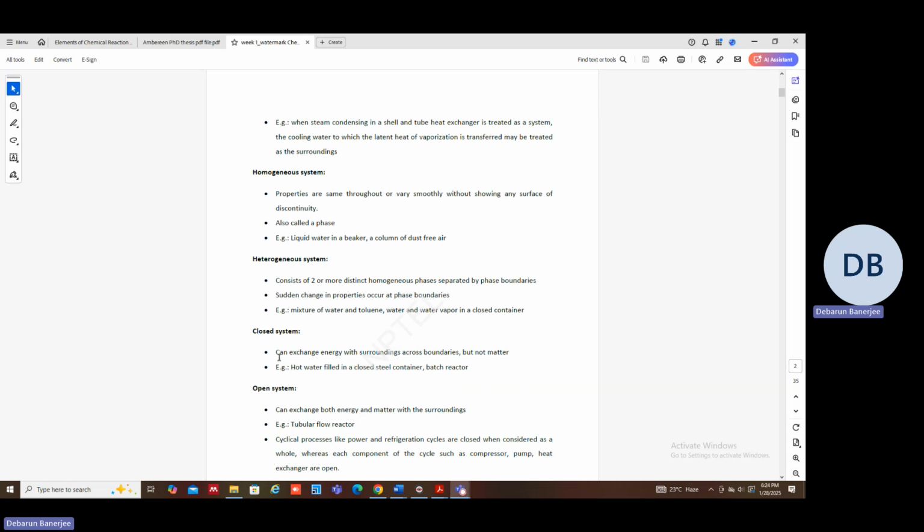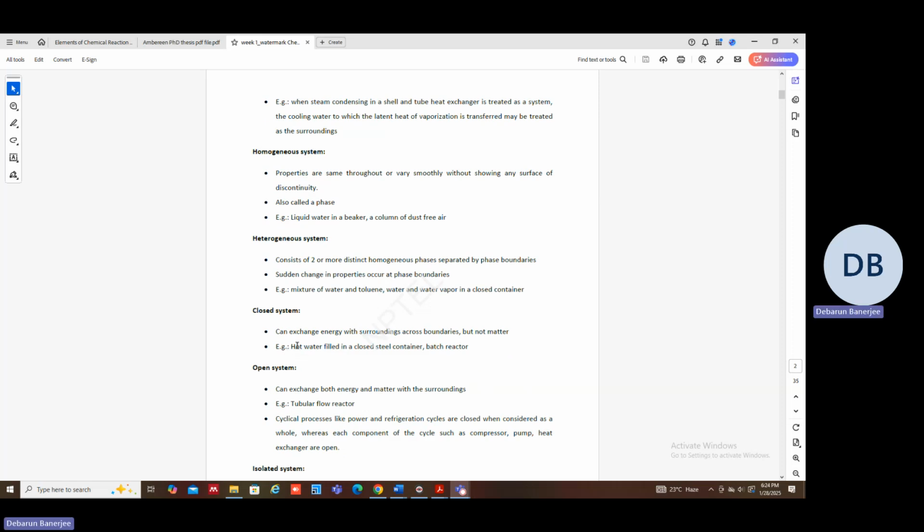A closed system can exchange energy with the surroundings, but not matter or mass. For example, a batch reactor. In a batch reactor, when it's open to the atmosphere, there will be some energy exchange; under normal atmospheric conditions, it will get heat transfer. But there is no mass transfer. Whatever product or reactant is inside the batch reactor, there is no change in the product concentration with respect to the surroundings.